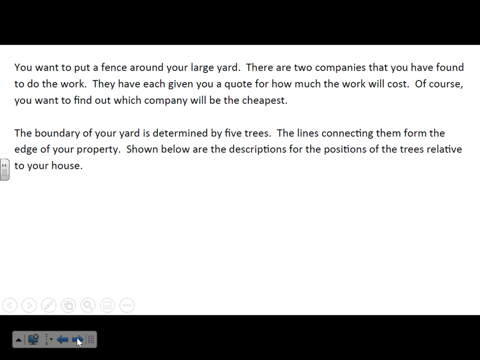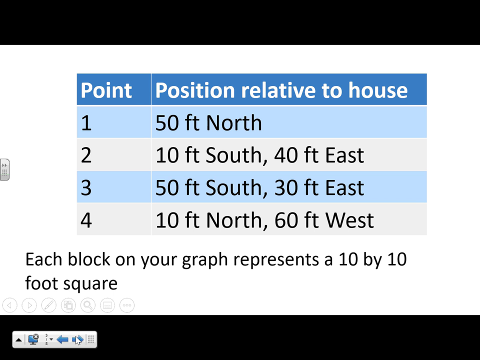So you have a table that has 5 trees on it. Yours is different than mine. Mine only has 4. This is just an example, and I wanted to go fairly quickly, give you guys time to work on this.